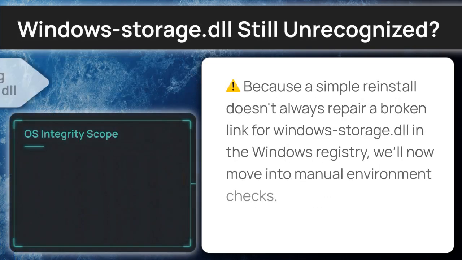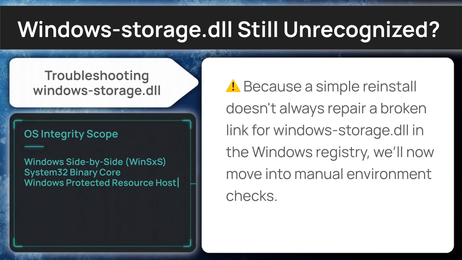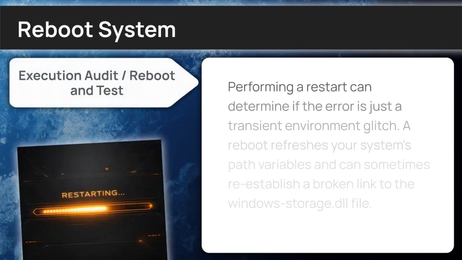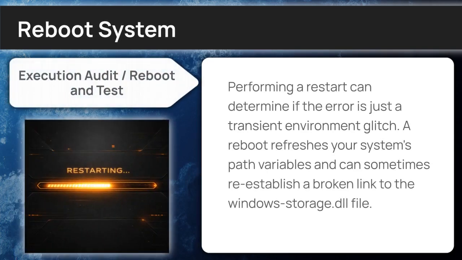Should the file remain missing after a reinstall, we need to ensure that the operating system is forced to re-index its shared library paths. A full system restart ensures that no background processes are currently locking the Windows Storage Library file. A fresh boot allows Windows to reinitialize its library map from a clean state.